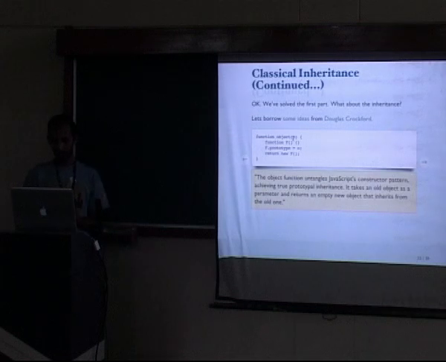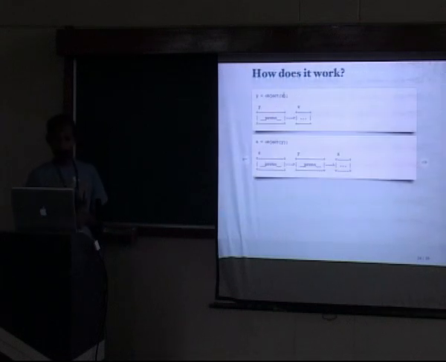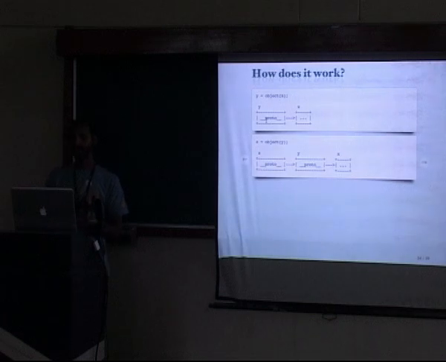Let's see how that works. When you say y equal to object x, it creates y with its __proto__ pointing to x. When you say z equal to object y, y becomes z's __proto__. So it actually makes this chain. This is what we really need to support this kind of inheritance.